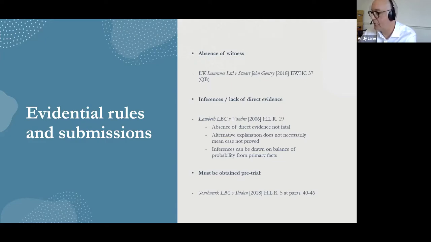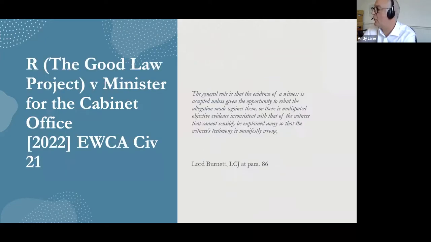And I have left you with my last slide, which is really just a quote from Lord Burnett, the Lord Chief Justice, in the recent Good Law Project case. The general rule is that the evidence of a witness is accepted unless they are given the opportunity to rebut the allegation made against them, or there is undisputed objective evidence inconsistent with that of the witness that cannot sensibly be explained away, so that the witness testimony is manifestly wrong.